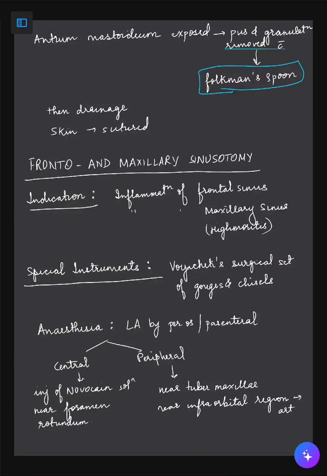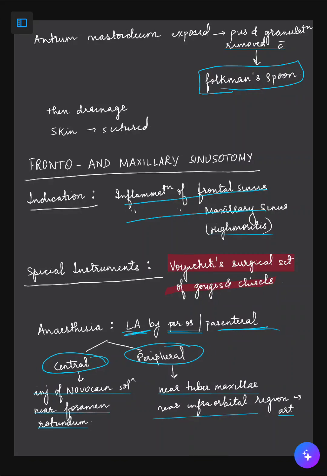Now, this fronto and maxillary sinusotomy is done when there is inflammation of the frontal sinus or inflammation of the maxillary sinus, which is also called highmoritis. See, here also the special instrument is the Voyachek surgical set of gouge and chisels. Now, we need to give local anesthesia per os or per enteral. There are two methods, central and peripheral. Centrally, injection of Novocaine solution near the foramen rotundum, and peripherally near the tuber maxillae and the infraorbital region artery.